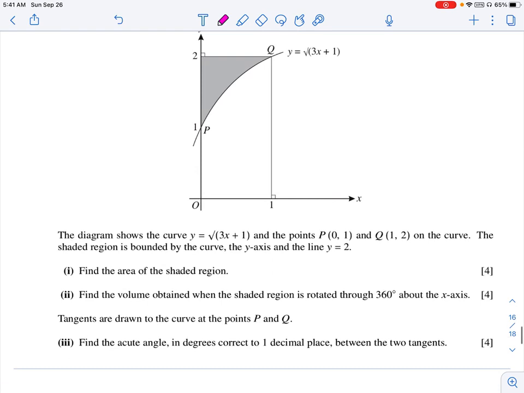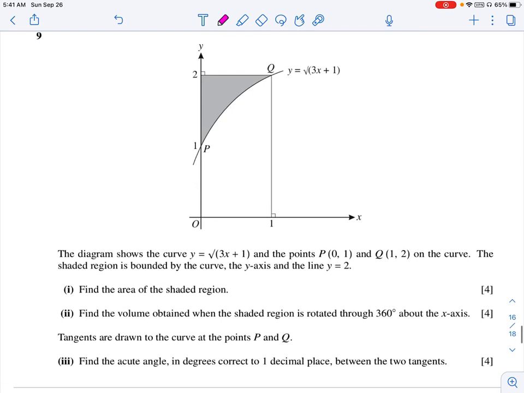Coming to question number 9, the diagram shows the curve y is equal to the square root of 3x plus 1 and the points P and Q. The shaded region is bounded by the curve, the y-axis and the line y is equal to 2. Then find the area of the shaded region.